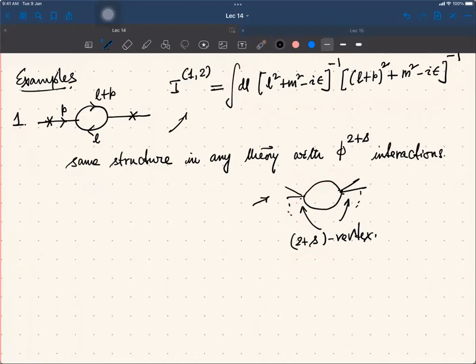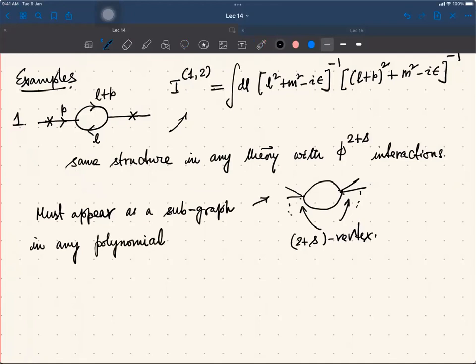So this one must appear as a subgraph in any polynomial interaction, real scalar theory.